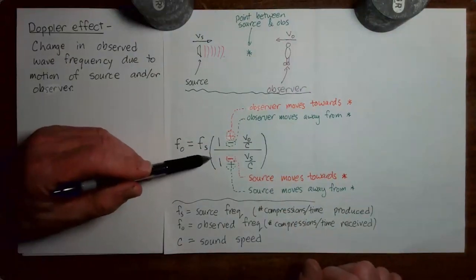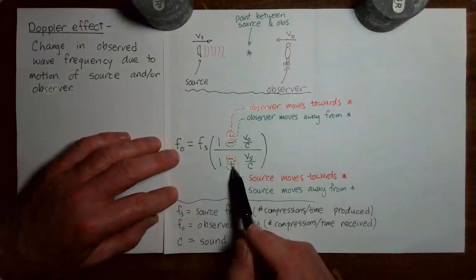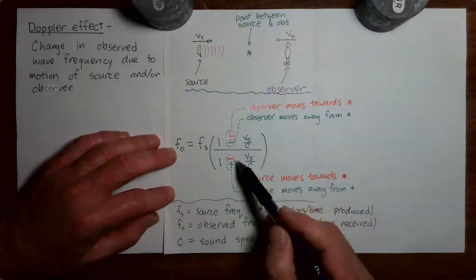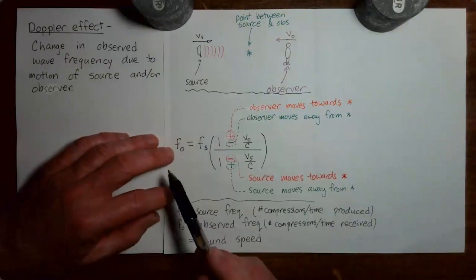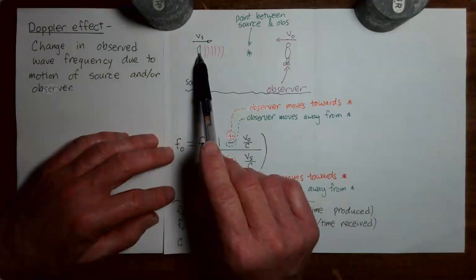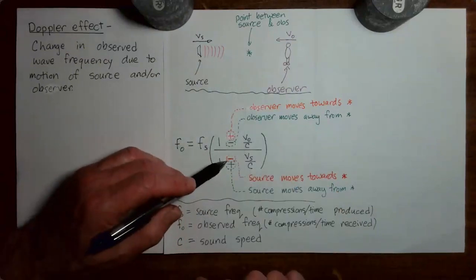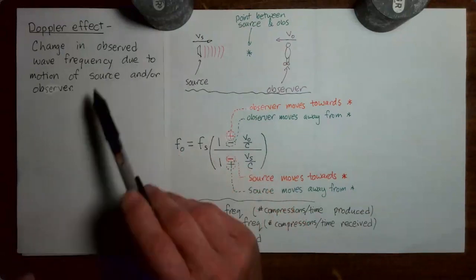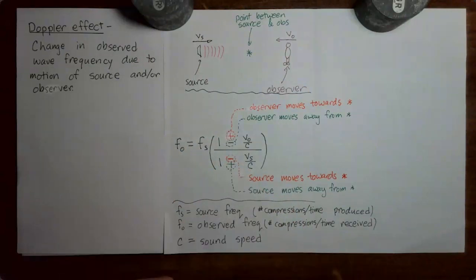Now let's go to the denominator. In the denominator, I have 1 minus or plus the source speed divided by the speed of sound. Here, we have to pick either the minus or the plus based on the motion of the source. If the source is moving towards that marked point, then we pick the upper sign, which is a minus. If the source is moving away from that marked point, then pick the lower sign, which is a plus.